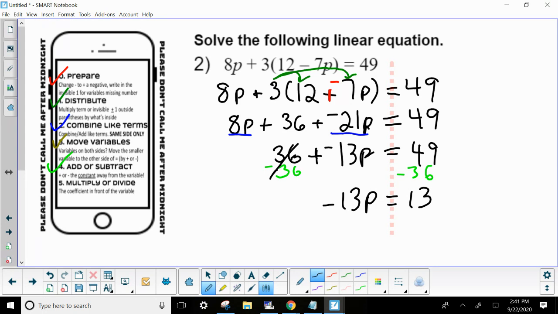Last but not least, we need to multiply or divide the coefficient in front of the variable. We need to divide, because this is multiplication going on right here, each side by negative 13. You have to make sure that you bring over that negative because we want to cancel it out. So p is going to be equal to negative 1. There you have how to work problem 2.